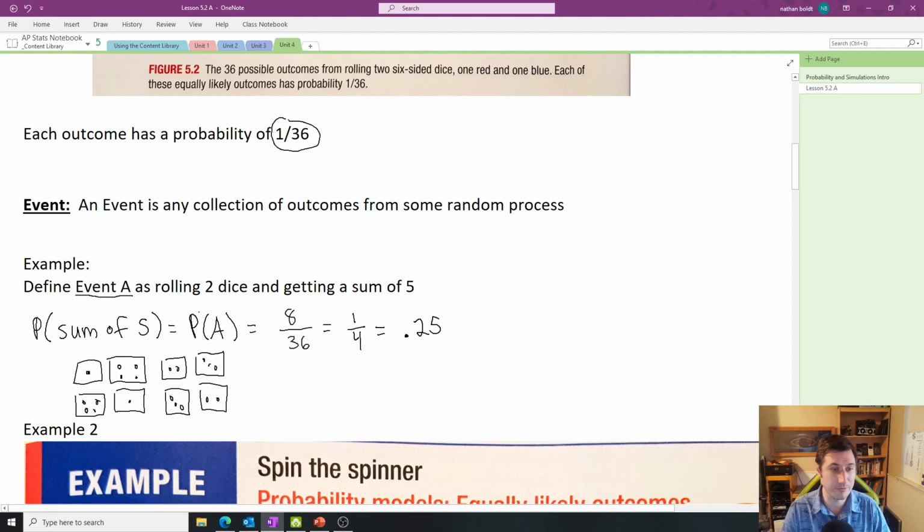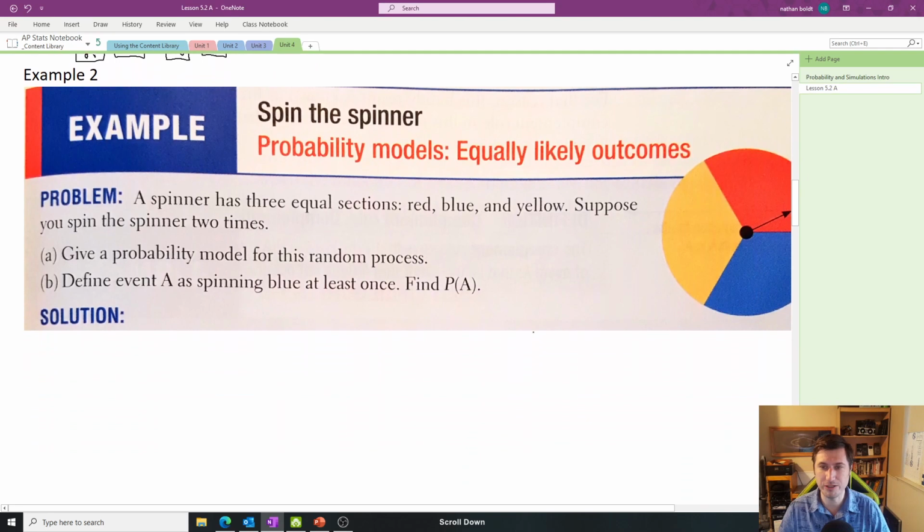Remember, our event there was this idea that we are getting a sum of 5. All right, let's try another one of those. Here's a nice easy example. Maybe pause the video and try this one out on your own. I'll give you 2 seconds here, and then I will start working it out.